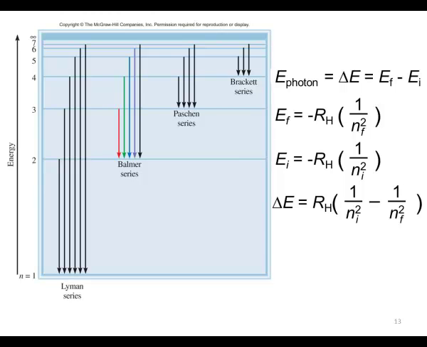Here is a series of transitions in the hydrogen atom from higher energy levels to lower energy levels. There are 4 different series that have names: Lyman, Balmer, Paschen, and Brackett. These correspond to line series that were discovered by the scientists. The energy of the photon is the difference in energy between the final energy level and the initial energy level. This results in the equation R sub h, which is the Rydberg constant, times 1 over n initial squared minus 1 over n final squared.